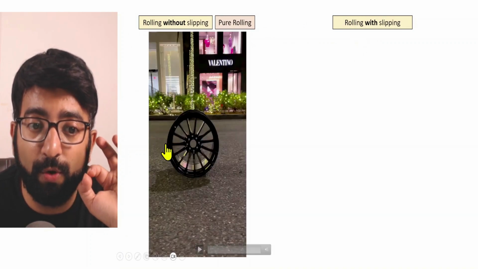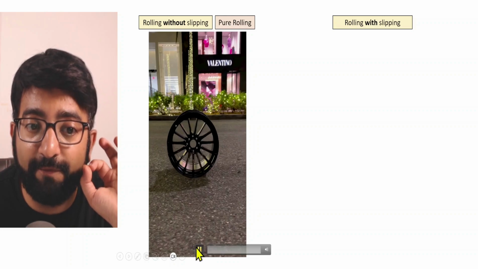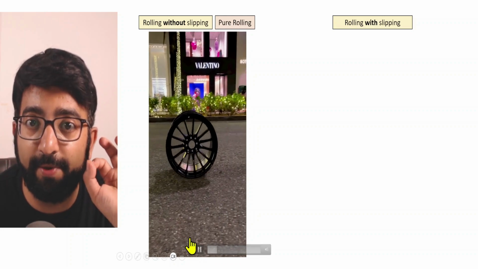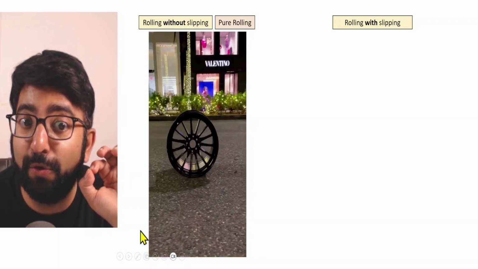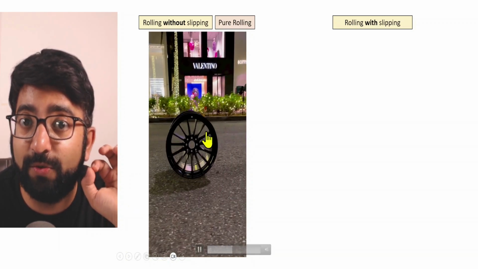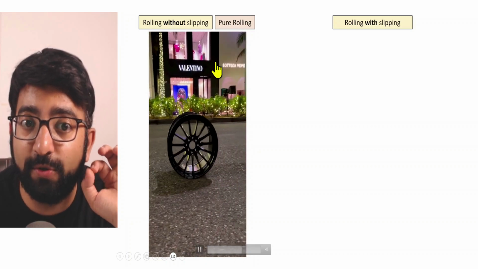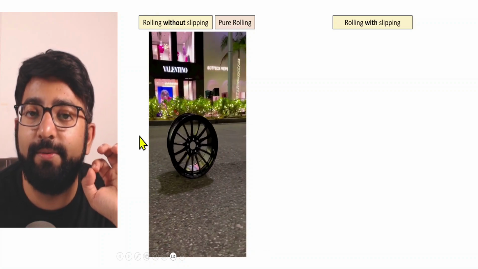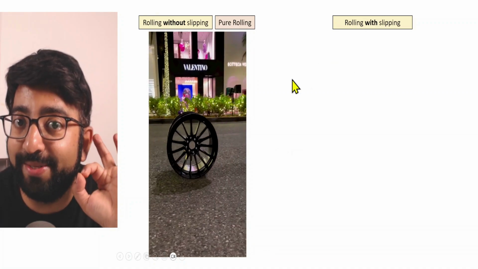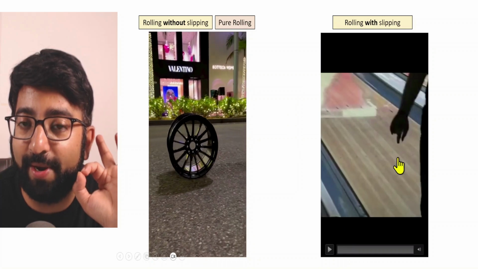So have a look at a video where we have a wheel, and let's say the wheel is rolling on a horizontal surface. So now watch, it is very easy to observe that the wheel is not slipping on the surface. It is just rolling. And this kind of motion is called pure rolling. Or in other words, this is rolling without slipping. On the other hand, what is rolling with slipping? So have a look at this video on the right hand side.